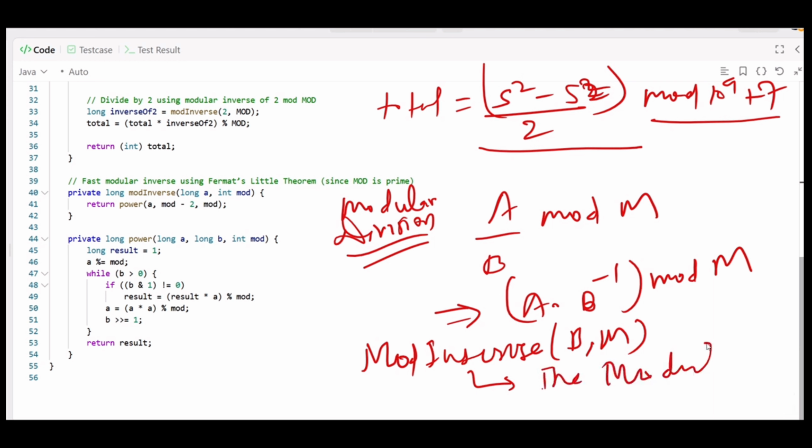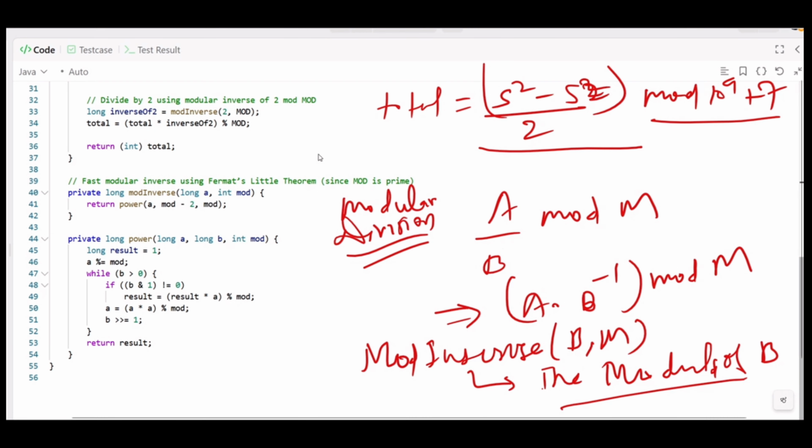So this is all our modular inverse, where we use b and m, the modular inverse of b. Can we say that a by b mod m means a into b to the power minus 1 mod m, where we want the mod inverse of b, the modular inverse of b? So what is a modular inverse?